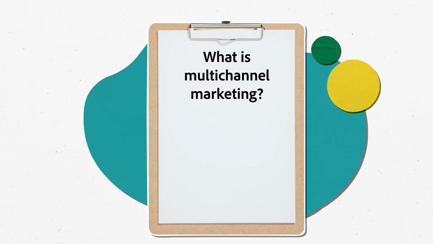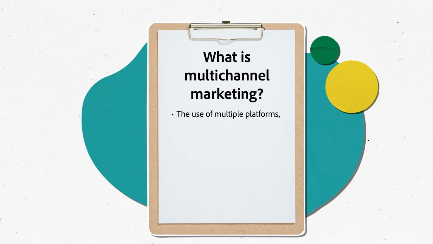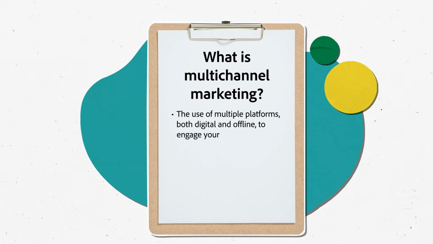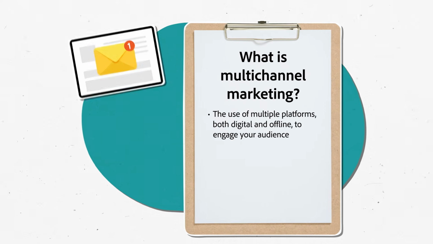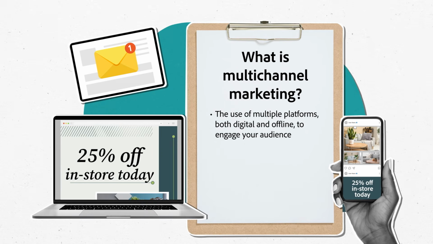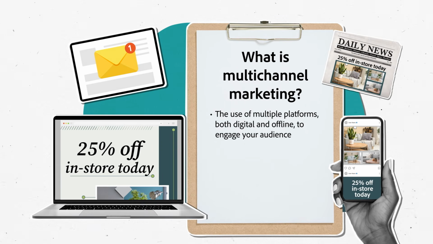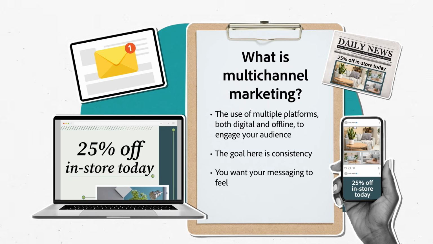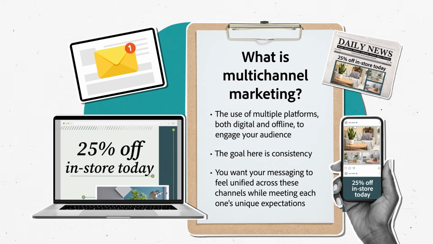What is multi-channel marketing? It's the use of multiple platforms, both digital and offline, to engage your audience. Think platforms like email, social media, websites, in-store promotions, and even print ads. The goal here is consistency. You want your messaging to feel unified across these channels while meeting each one's unique expectations. For example, your tone and format on LinkedIn might be professional and insight-driven, while on TikTok you might focus on short, playful videos. Both channels serve your brand, but they do so in different ways.